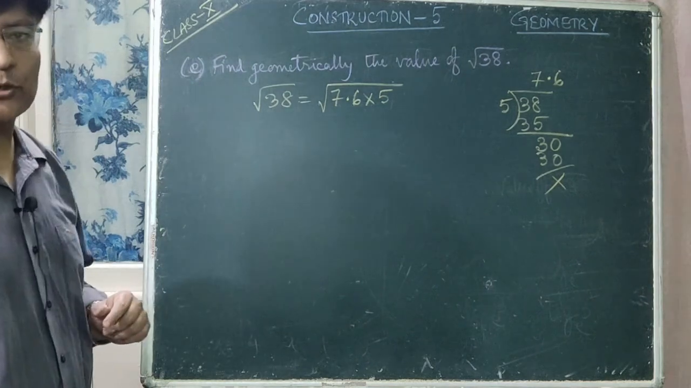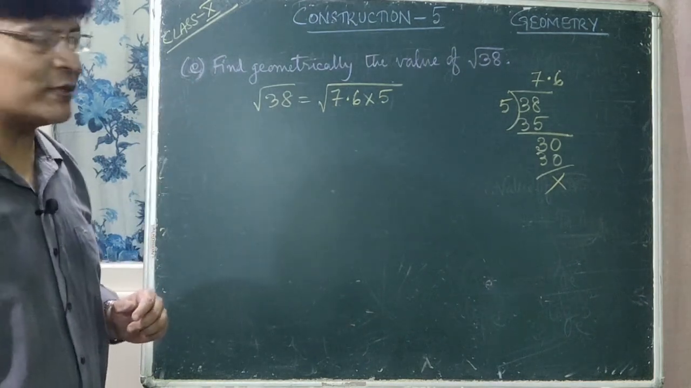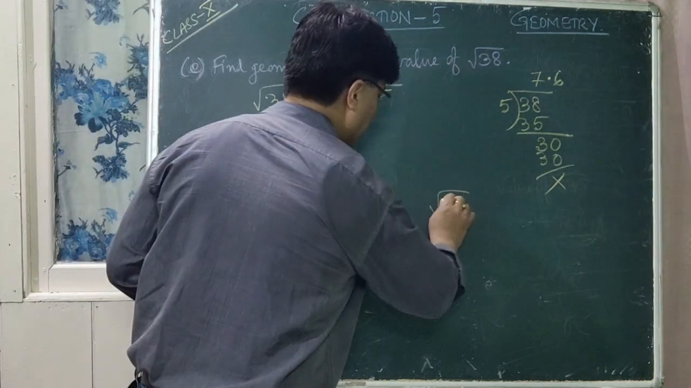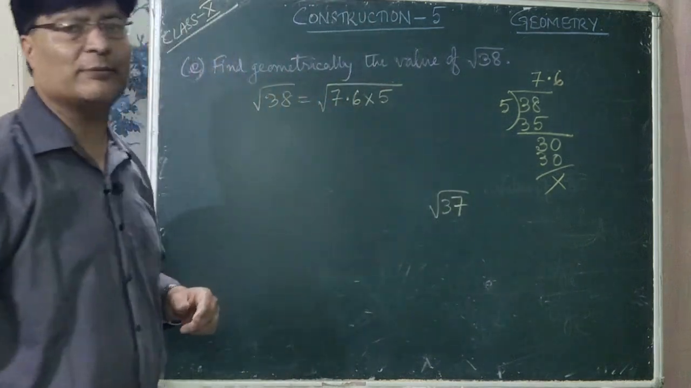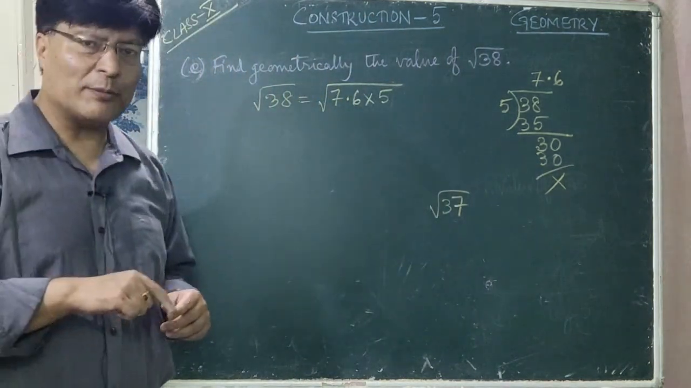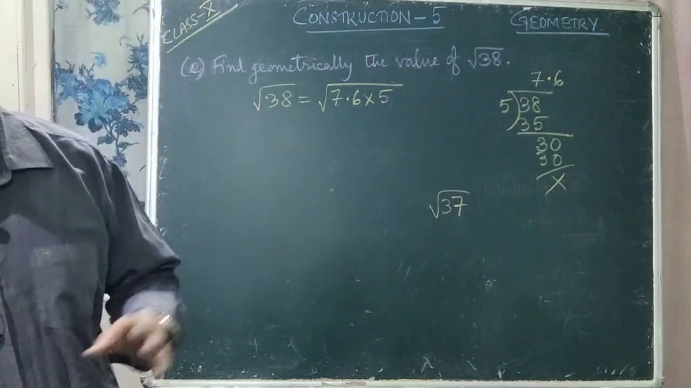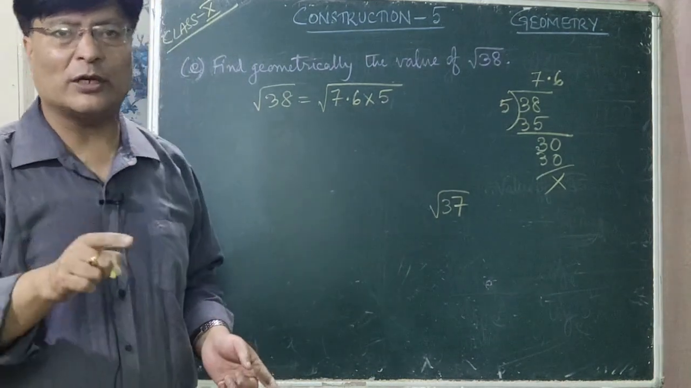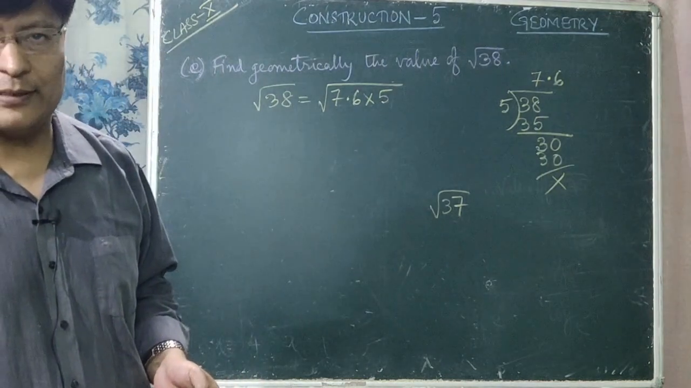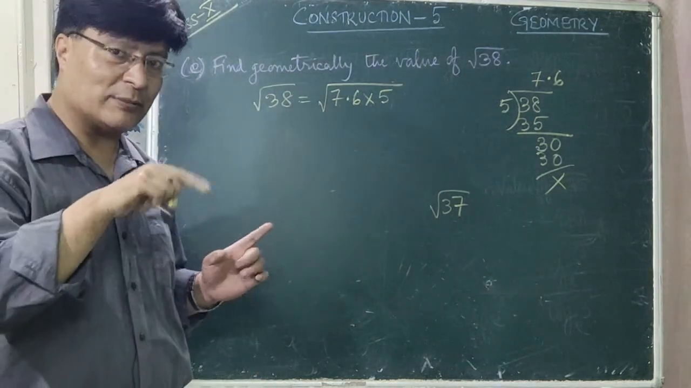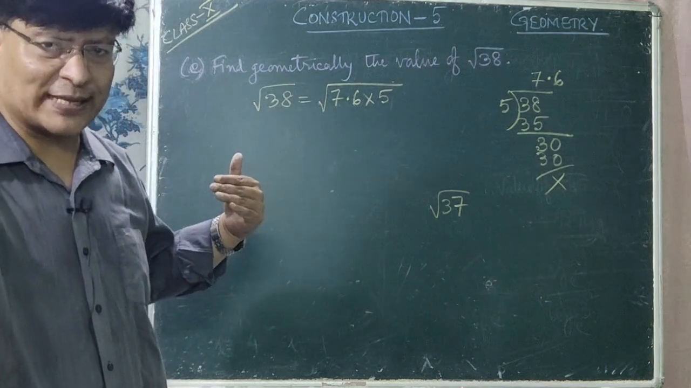Sometimes you may be asked to find out geometrically the value of root over 37. Suppose root over 37 is given. So which number multiplied by which number is root over 37? Which number multiplied by which number is 37? 1 into 37 is only 37, isn't it? But will you write 37 into 1? 37 centimeter is the largest length here.